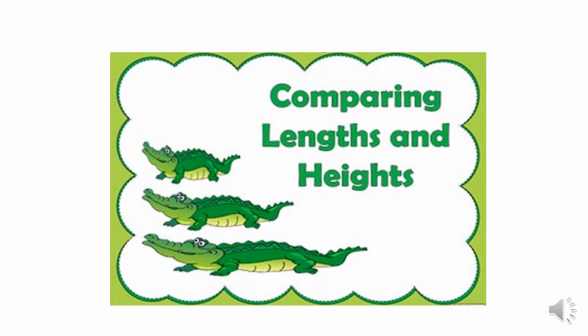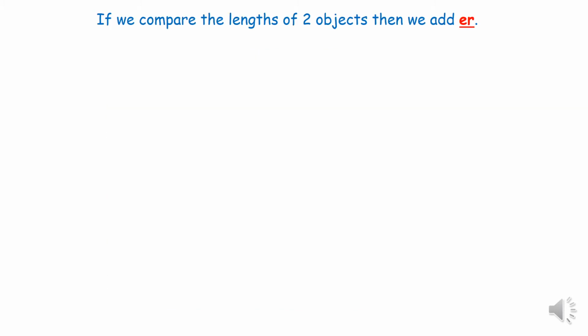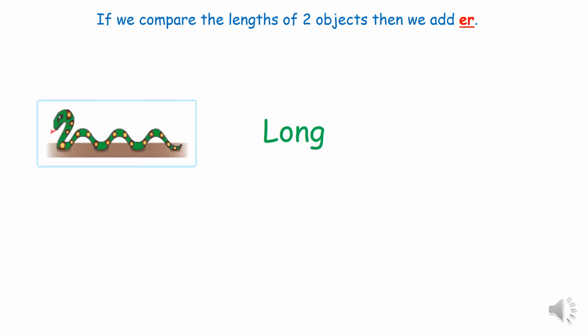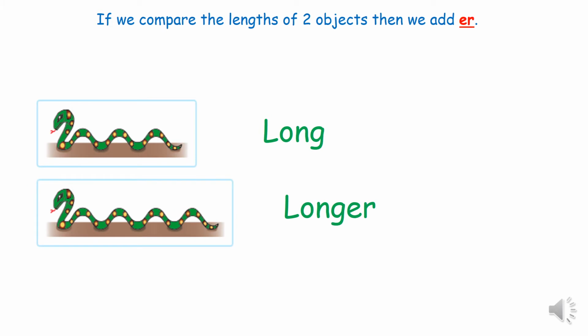Today we are comparing lengths and heights. If we compare the lengths of two objects, then we can add er to the end of the word. This snake is long, but this snake is longer. Adding er has helped me compare the lengths of the snakes. Long, longer.